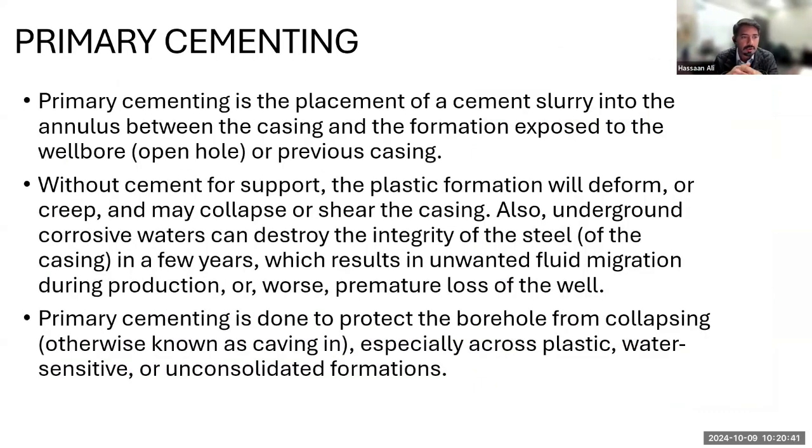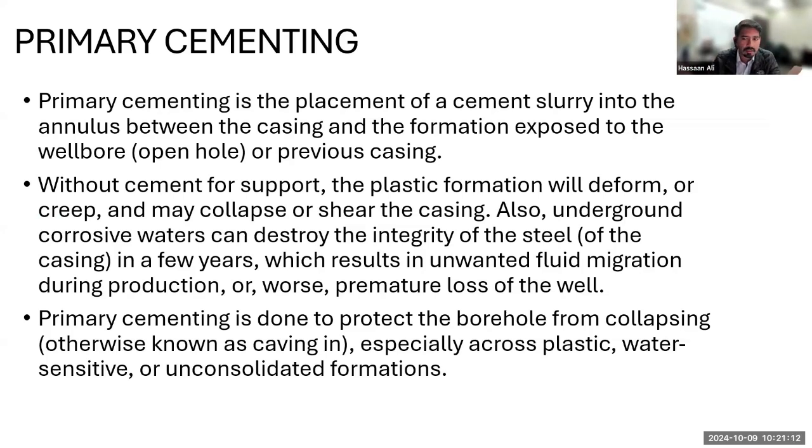Now, let's talk about primary cementing, or the main type of cementing that we use in the oil field. Primary cementing is placement of the cement slurry into the annulus between the casing and the formation. Annulus is the space between the casing and the formation. Formation is your raw formation, drilled hole, and then casing is your metal casing, and primary cementing is to make sure that you place your cement slurry into that annulus.